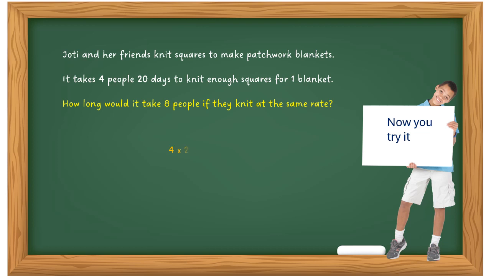How did you do? Well, 4 times 20 is 80. So it would take one person 80 days. You then just simply divide that by 8 and you can see it would take 10 days.